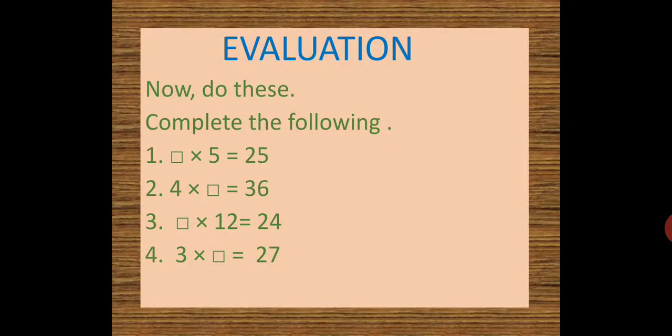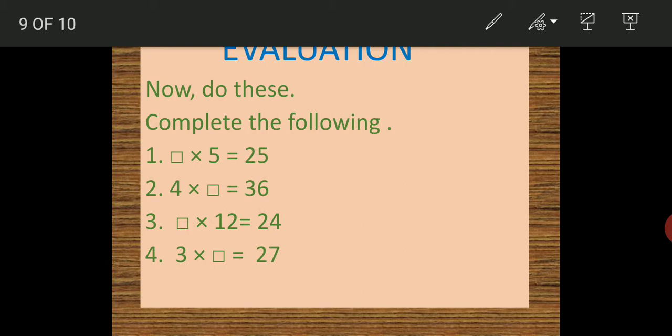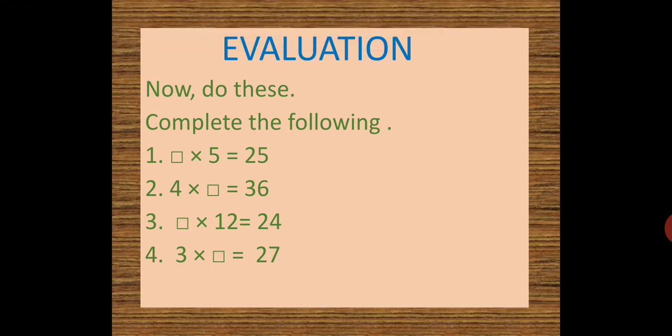Ta-da! Okay, so my evaluation questions are quite simple, just four of them. The first one is box times 5 equals 25. Second one is 4 times box equals 36. Number 3, box times 12 equals 24. And number 4 is 3 times box equals 27. Now remember, you've got 4 badges for each person, the first 4 children to turn in their assignments. So what are you waiting for?